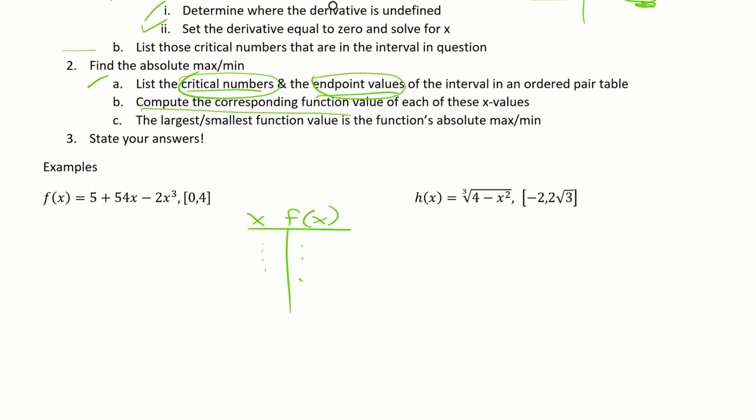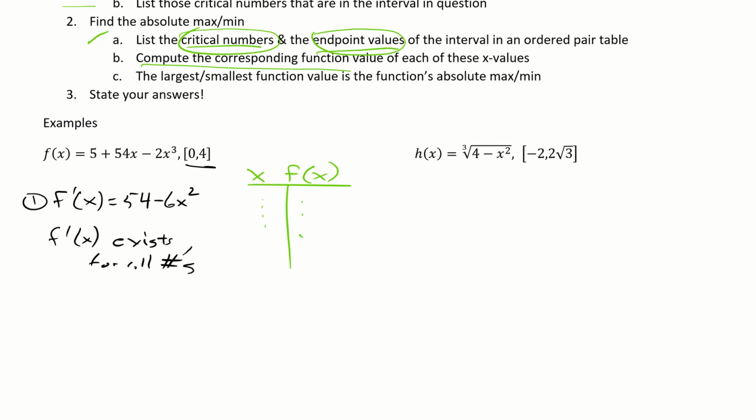Okay. Here's our first example. f of x is 5 plus 54x minus 2x cubed on the interval 0 to 4. Step 1: find the derivative. It's a polynomial, so life is sweet. We get 54 minus 6x squared. There's our derivative. I'll say this right off the bat: since it's a polynomial, f prime of x exists for all numbers, so you don't have to worry about it not existing in this case.